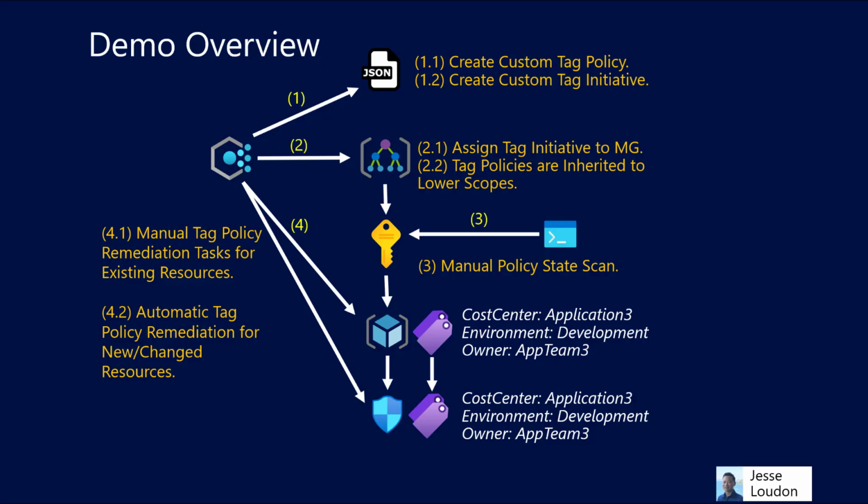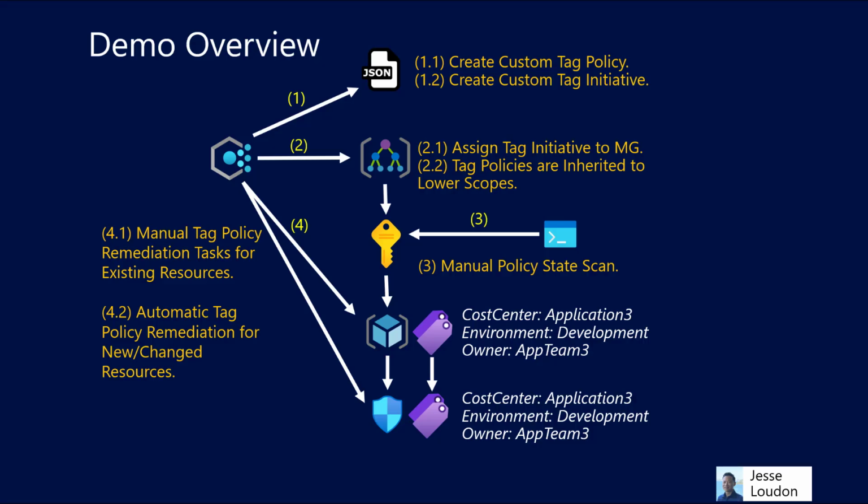Next, I'm going to create a new initiative to group several tag policies together to form my overall governance needs. Using an initiative allows me to easily duplicate tag policies as many times as I need to achieve the desired tag coverage. In step two, I'm going to assign that tag initiative to my management group scope, ensuring that the tag policies are automatically inherited to subscriptions and resources below.